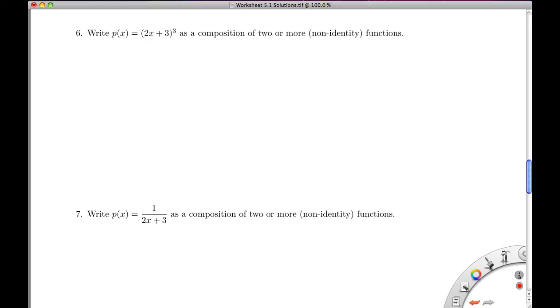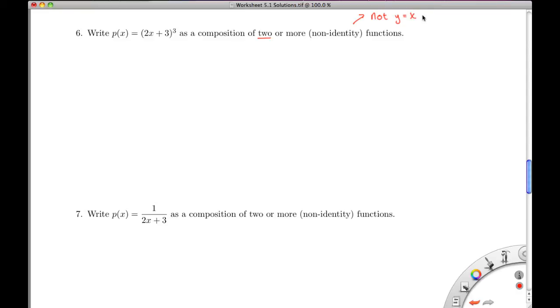So here we're asked in number 6 to write this function p as a composition of 2 or more non-identity functions. For this first one, I'm just going to stick with 2. It's going to be a little bit easier. And when they say non-identity, they're just saying you can't use y equals x as one of your functions. So don't use just x. That's the identity function.